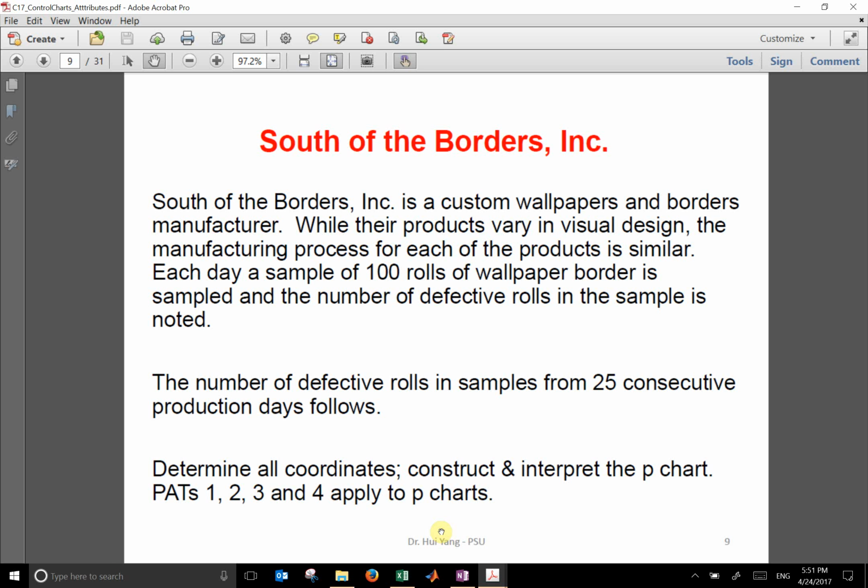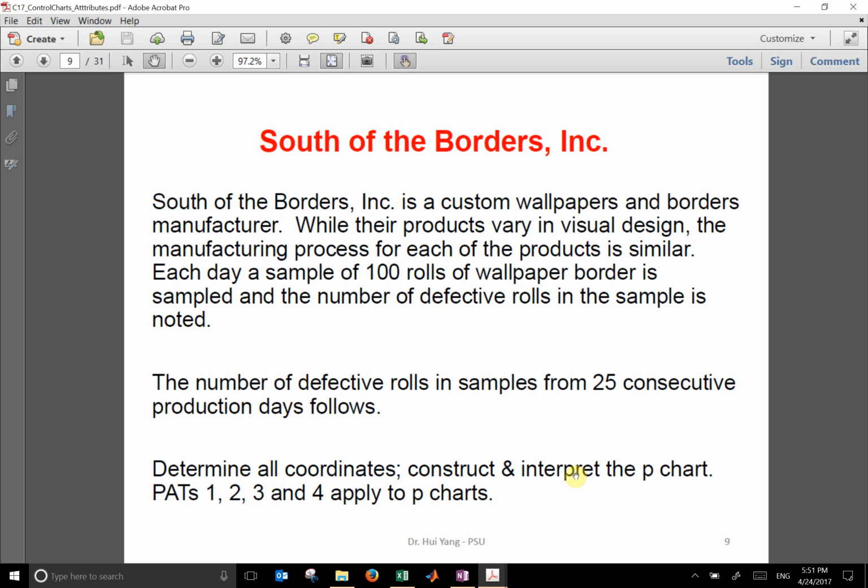While their products vary in visual design, the manufacturing process for each of the products is similar. Each day, a sample of 100 rows of wallpaper borders is taken, and the number of defective rows in the sample is noted. The number of defective rows in samples from 25 consecutive production days follows. Determine the control limits, then construct and interpret the P-chart.